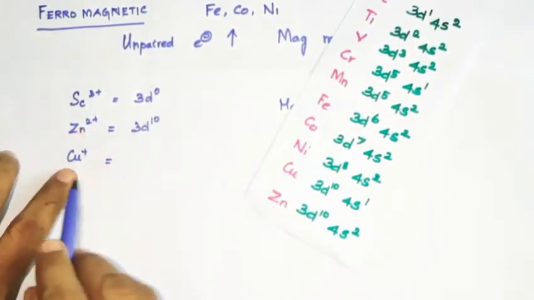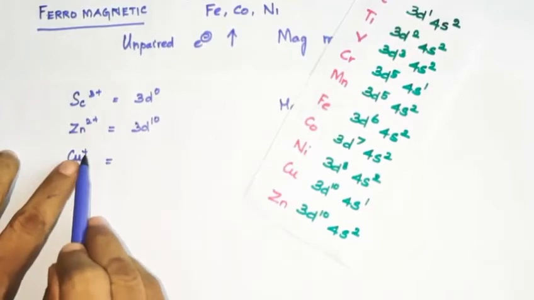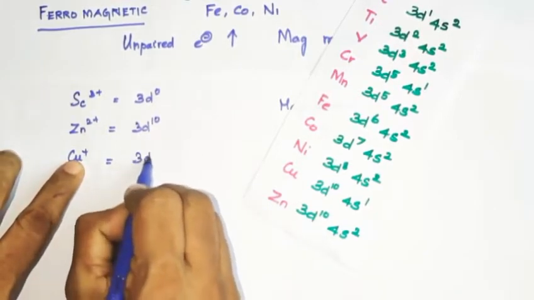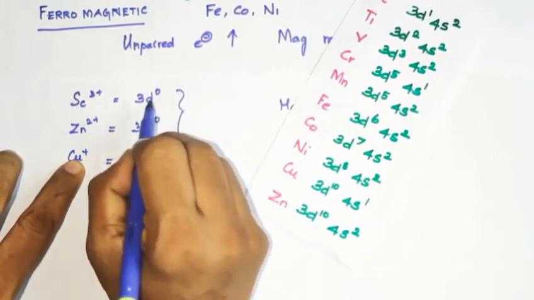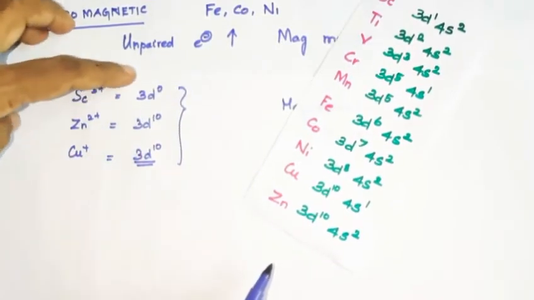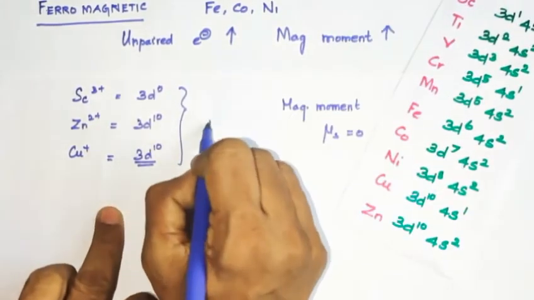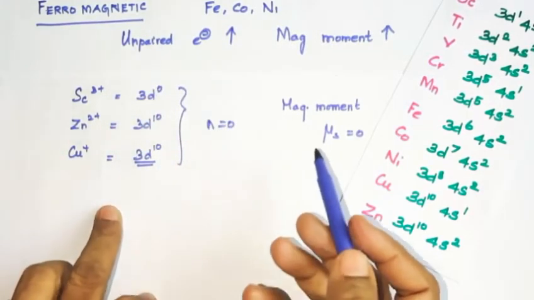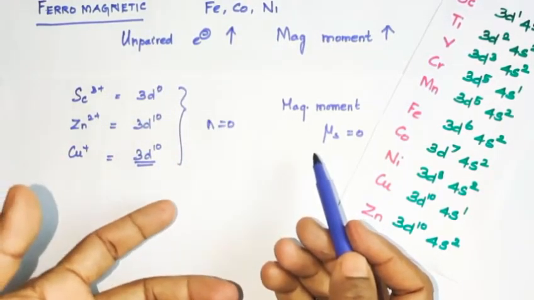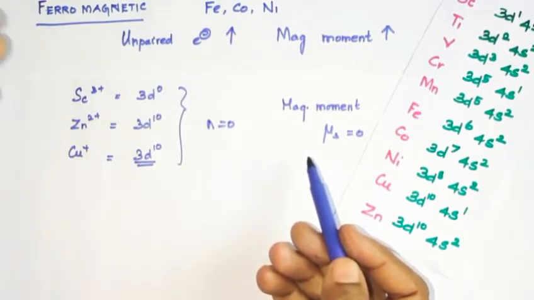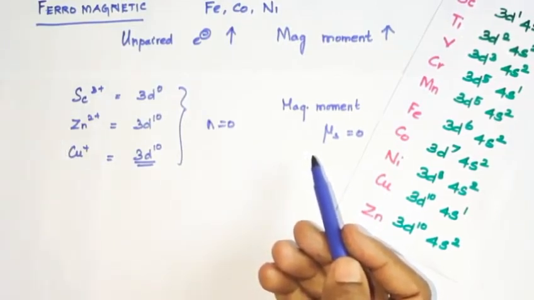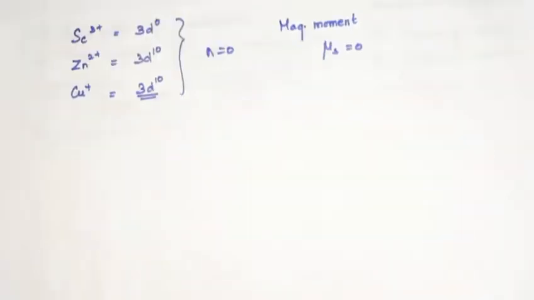Next, zinc is 3d10 4s2, and you remove the 2 electrons, so 3d10. Copper is 3d10 4s1, and copper plus means removing that 1 electron, so you get 3d10 only. Both have no unpaired electrons, they are paired, so n is equal to 0. Applying the equation mu is equal to square root of n into n plus 2, what do you get? Mu is equal to 0. So no magnetic moment, and these ions are said to be diamagnetic.